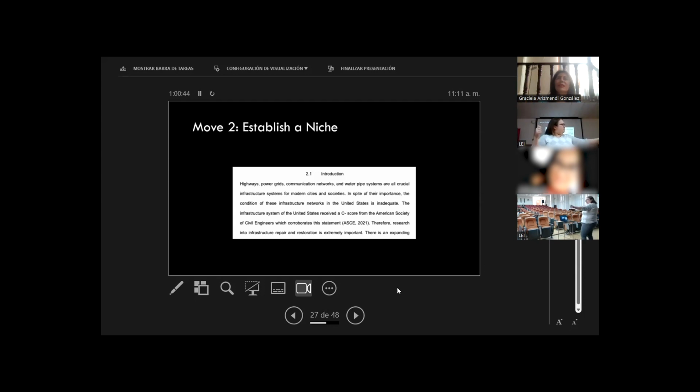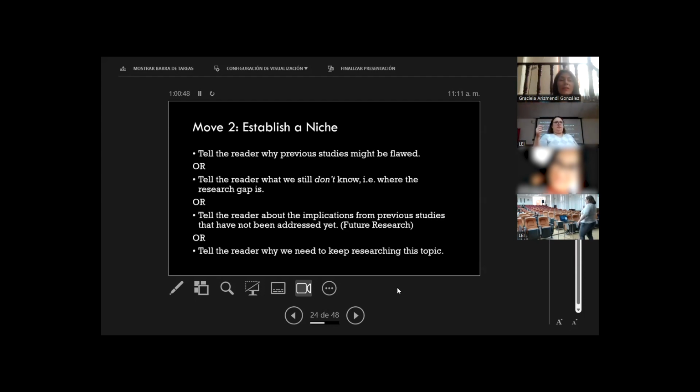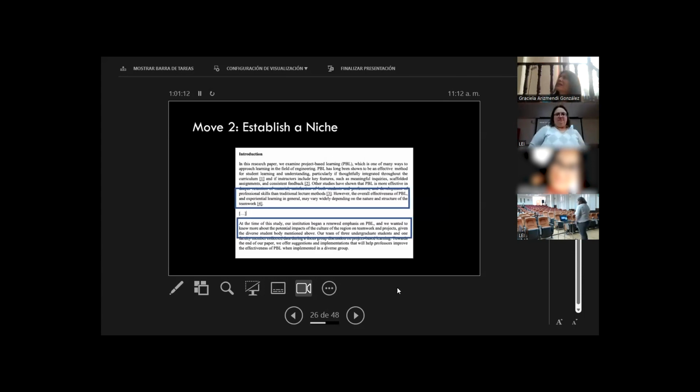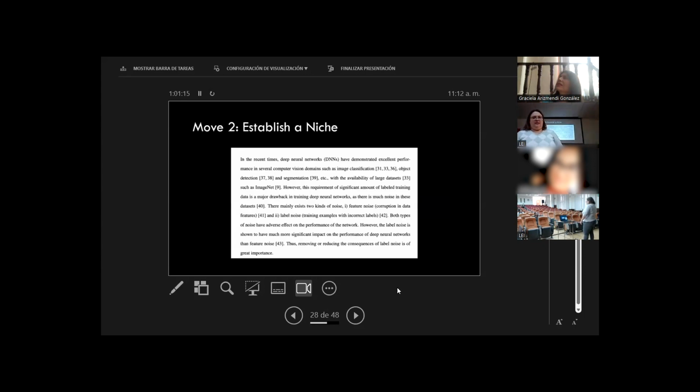Yes. Let me go back to where I have the list of what move 2 could look like. Yeah, this one. Right. So it's telling the reader why we need to keep researching this topic. Because in spite of its importance, and all the scholarship knows that, we're still failing, or we're C-. It's not quite failing. We're just barely passing, right? Excellent. Okay, move forward.